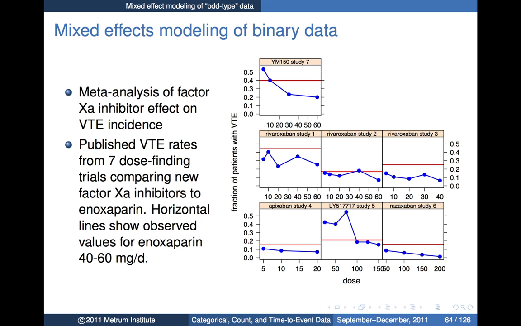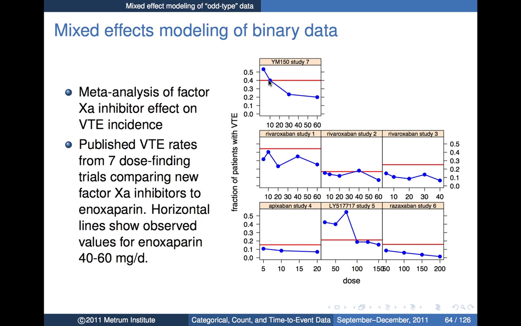So let's take an example of that then, where we're going to look at mixed effects modeling of some binary data. In this case, it's going to be the meta-analysis of factor 10A inhibitors' effect on venous thromboemboli incidence. And I'll just refer to those from here on out as VTEs. And what I've got here are published VTE rates from 7 dose-finding trials comparing new factor 10A inhibitors to enoxaparin.